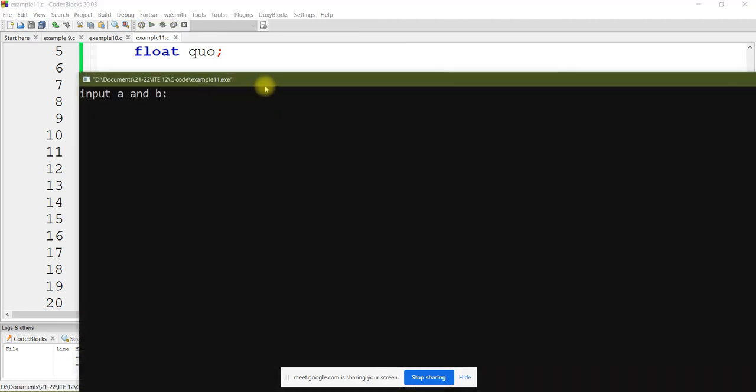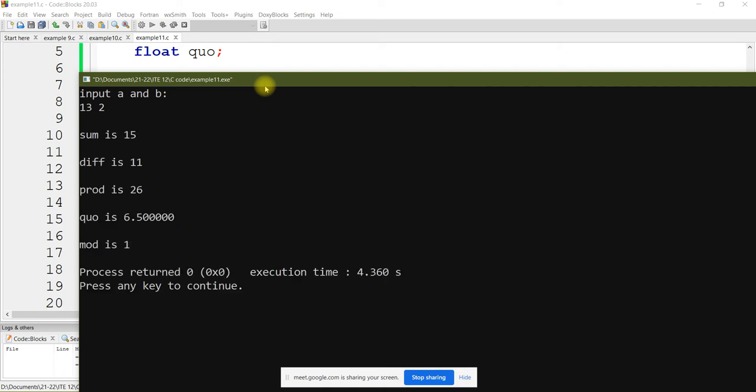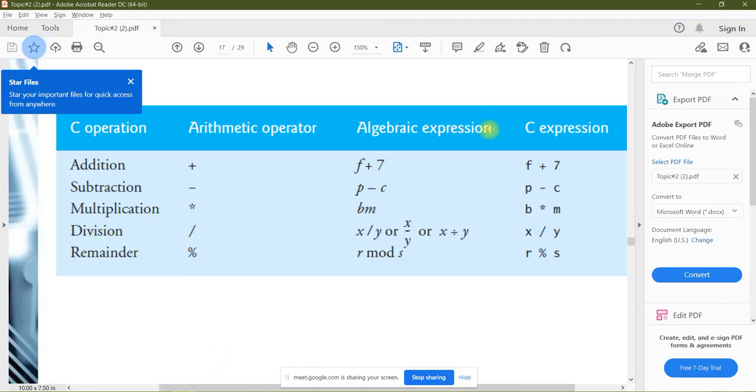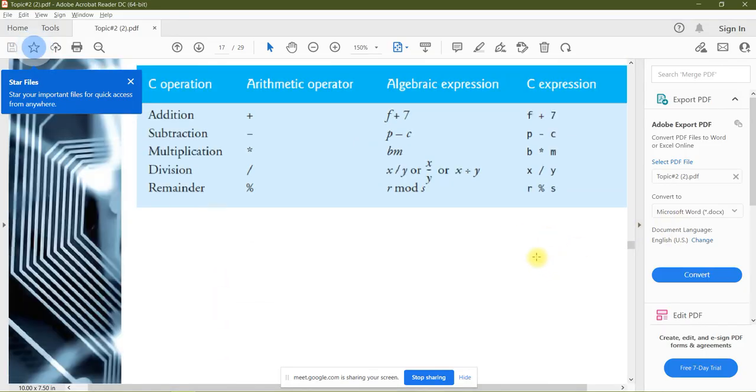Okay, so as a proof, 13 of 2. It's still float, even though only one was converted.